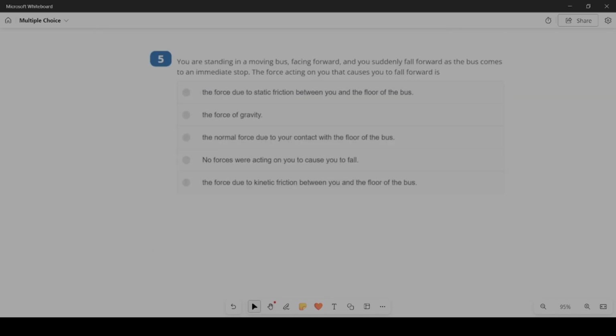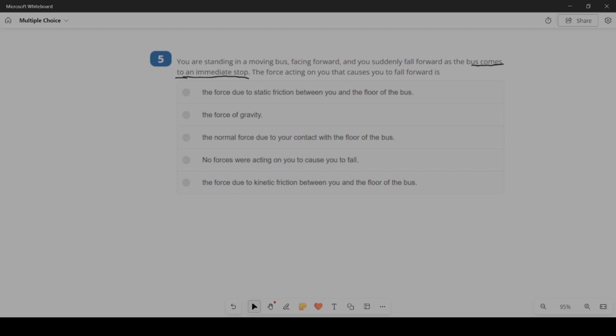This one's fun, okay? This one is all about frames of reference. So if you're standing in a moving bus facing forward and you suddenly fall forward, what changed? Did something change about you, or did something change about the bus? Well, it is a given that the bus comes to a stop. So there's something changing about the bus.